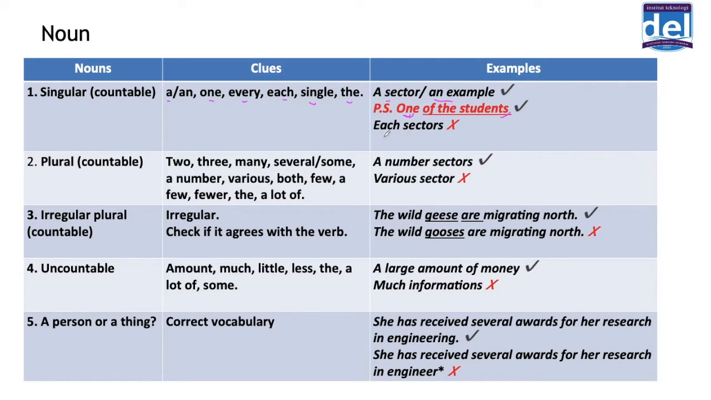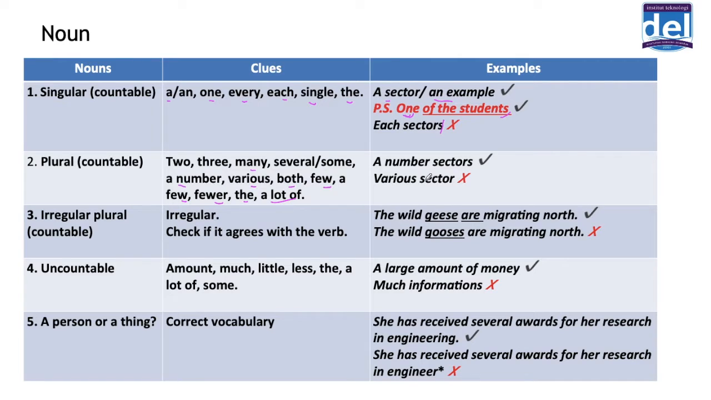And also, if you see something like this, each sectors, then the noun is wrong. It's supposed to be each sector because each indicates a singular countable noun. If it is plural, there are clues that you can see like 2, 3, 4, and so on. Many, several, or some. A number, various, both, few, a few, fewer, the, and a lot of.